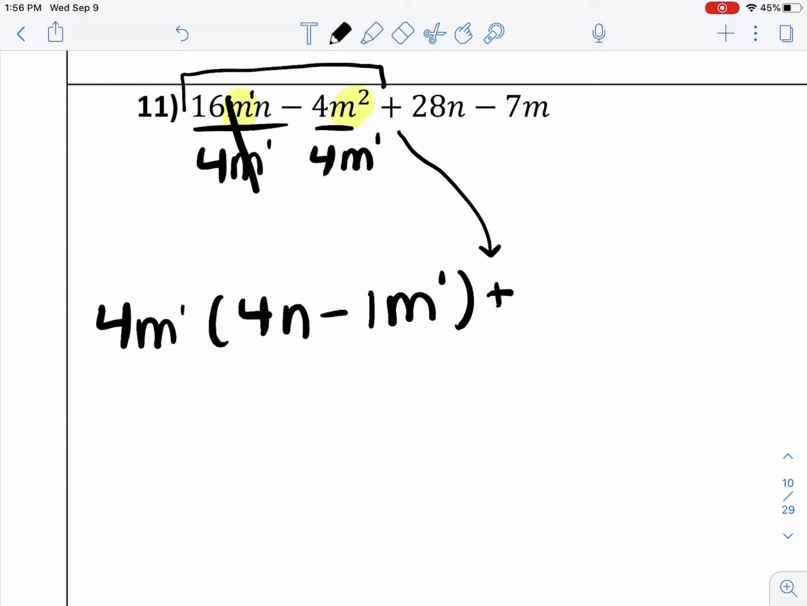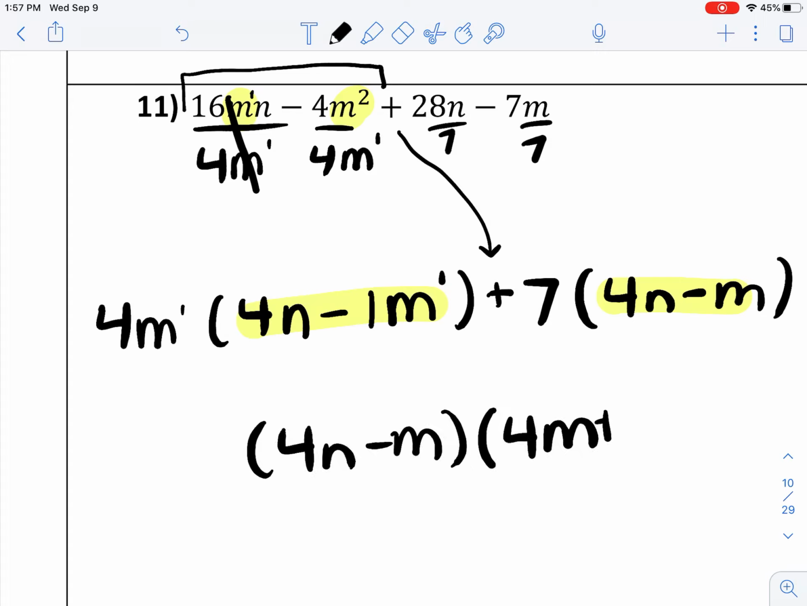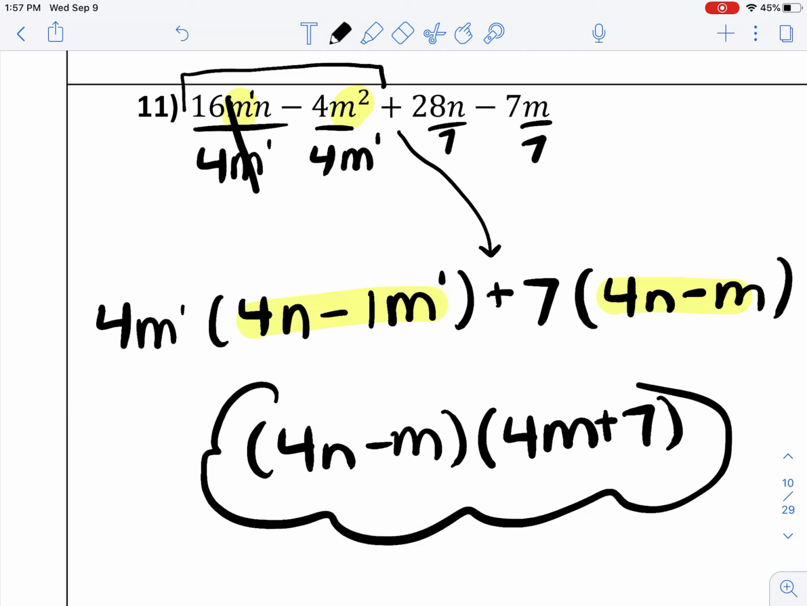The GCF of 28 and 7 is 7. This GCF does not have any letters because they do not have the same letter. This one is missing the n, and this one is missing the m. So they have no letter in common, therefore it's just a 7 I'm dividing by, leaving me with 4n minus m. So now I have my matching parentheses, so 4n minus m times 4m plus 7. And that is our answer for that.